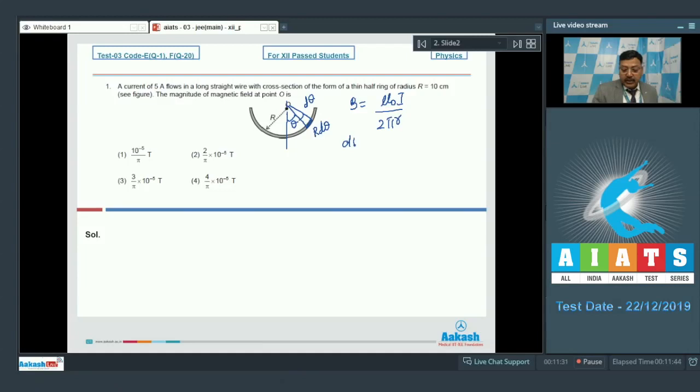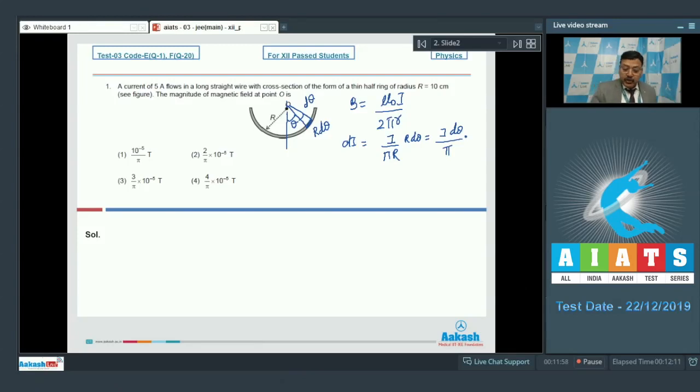That current, we can call it Di, is equal to, we can apply the unitary method. So the total current is I spread over a length of pi r, and so for length r d theta, the current enclosed is Di is equal to I by pi r into r d theta, which is simply I d theta upon pi.